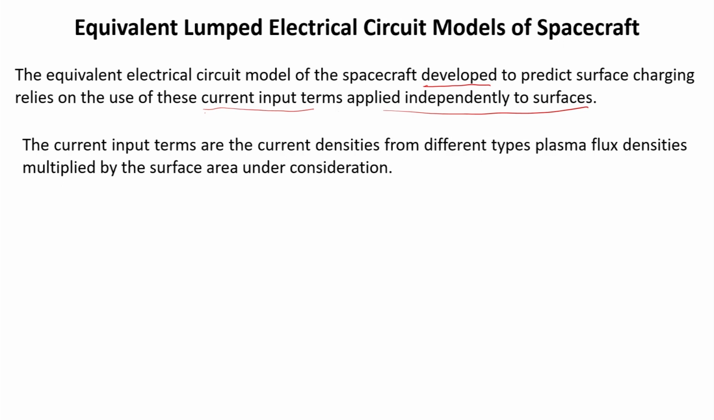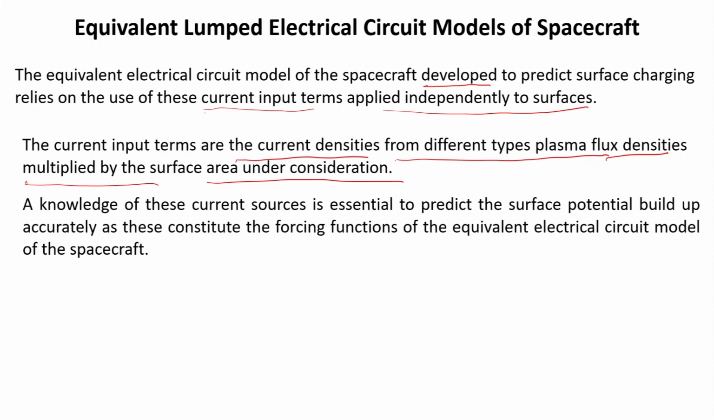The current input terms are the current densities from different types of plasma flux densities. Already I said what are the different types we have discussed, and then you multiply it by the surface area of either the whole spacecraft or a body of the spacecraft. Then you will get the net current.